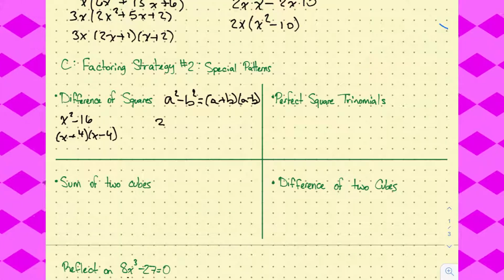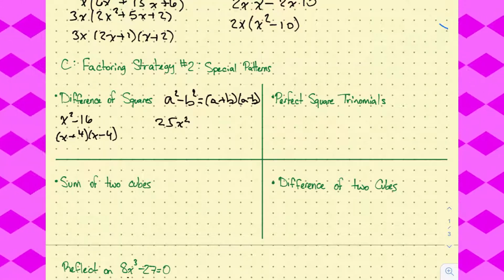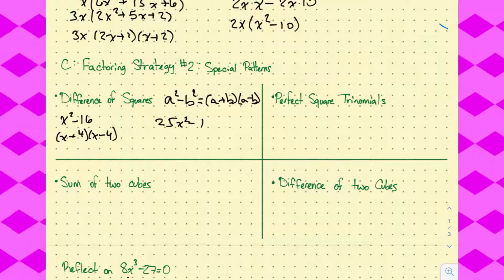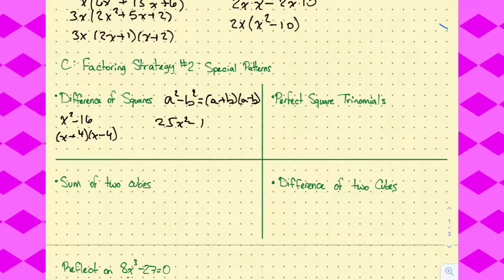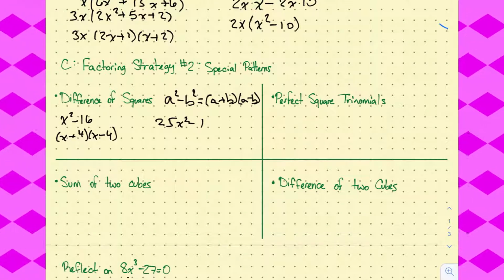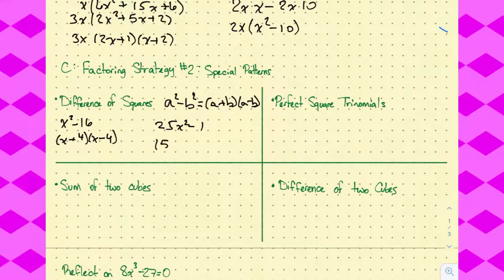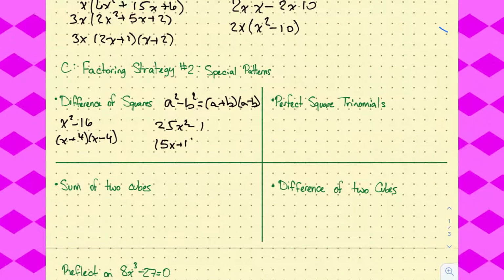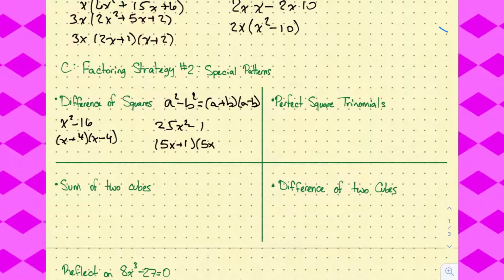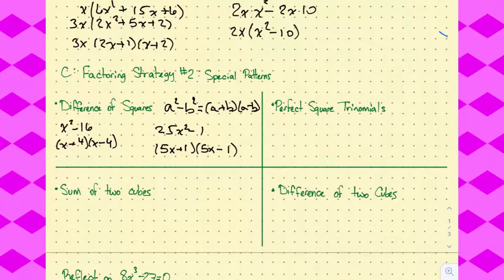Similarly, if we have something like 25x squared minus 1, 25x squared is a perfect square because it's 5x times 5x. And 1 is a perfect square because it's 1 times 1. So this would factor into 5x plus 1, 5x minus 1.